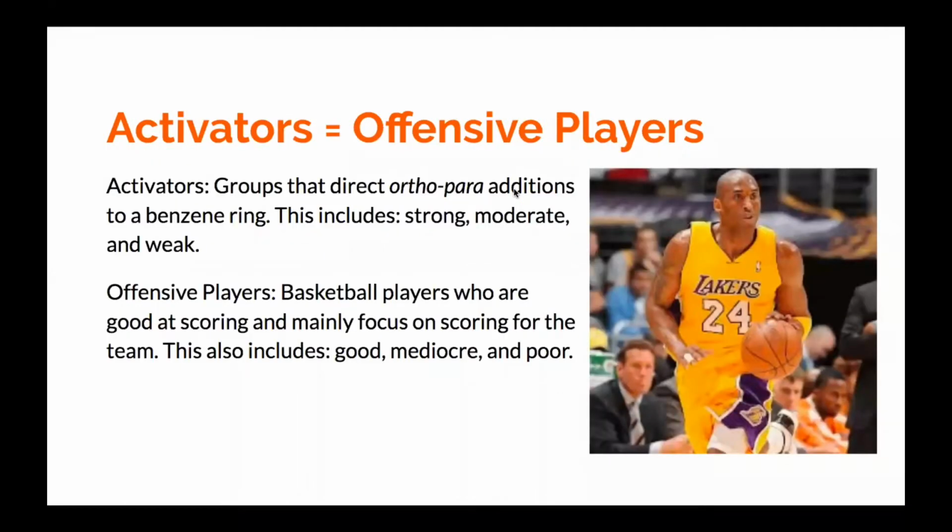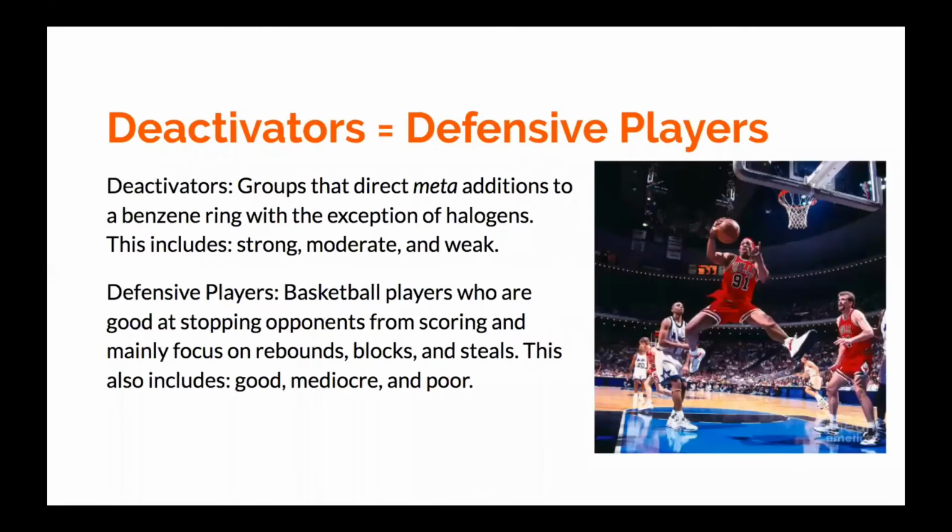So activators are like the offensive players. Activators are groups that direct ortho/para additions to a benzene ring, and this includes strong, moderate, and weak activators. And offensive players are players who are really good at scoring and mainly focus on scoring for the team. This also includes good, mediocre, and poor. And this guy right here, one of the best players ever, Kobe Bryant, he's definitely a really good offensive player. Right.